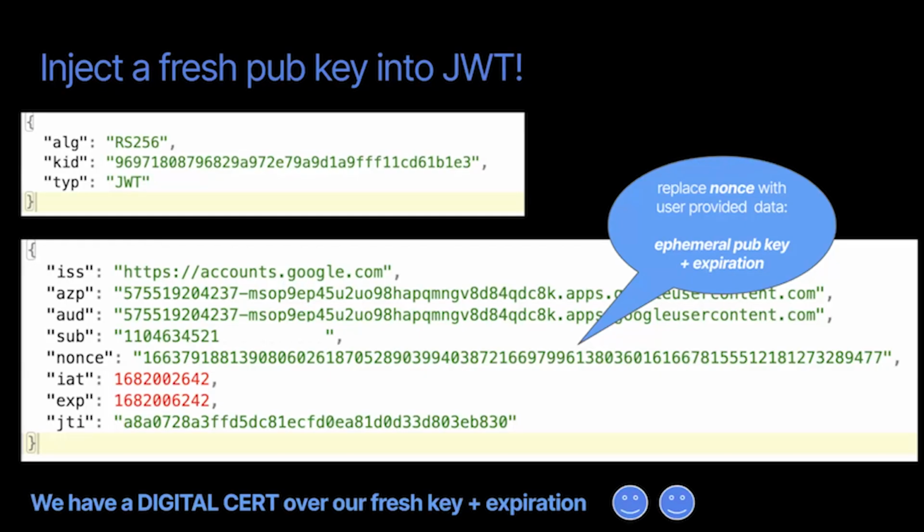So what we really have here is a certificate over our key. You can think of this in analogy to a CA. As a user, you're going to the CA, which in this case is Google, and getting a certificate over your key, and later using that key to do whatever you want.